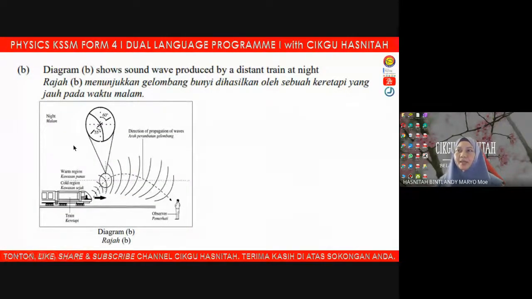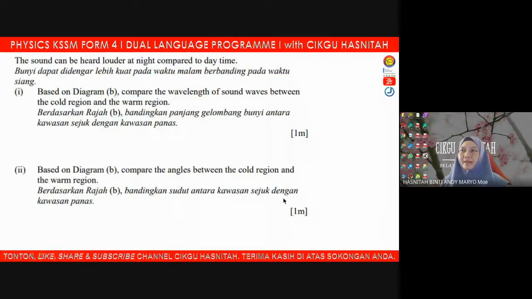Okay, then B. Here you can see diagram B, sound wave produced by a distant train at night. So this is the train, you are standing at the side. Down here is the cold region, above is the warm region at night, and given the angle. This is the angle in the cold region, this is the angle in the warm region. This line shows the direction of propagation of the wave, where this man is able to hear the sound coming from the train, obviously.